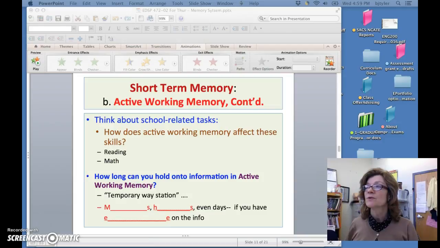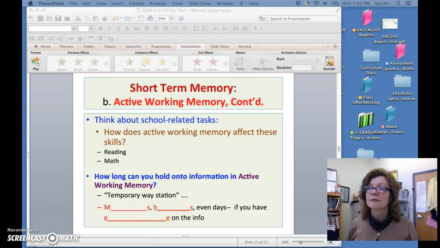Think about school-related tasks. How do you think active working memory affects reading or math? Can a student who has a weak active working memory do well in reading or math? Think about that.